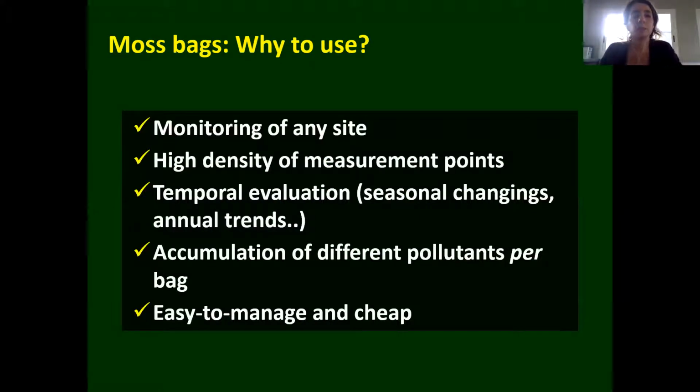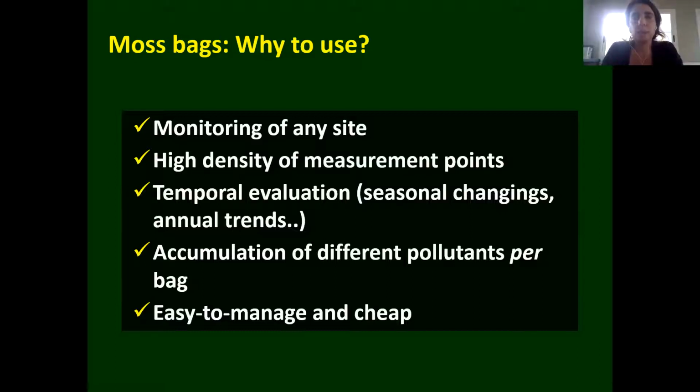But why do we want to use it? What is the advantage of moss bag biomonitoring? Because with a simple system, we can monitor any type of site. Compared, for example, to the traditional monitoring station, you cannot set monitoring stations everywhere, inside offices, inside houses. But with MOSBEX, you can monitor any site. You can obtain a high density of measurement points. You can do temporal evaluation.